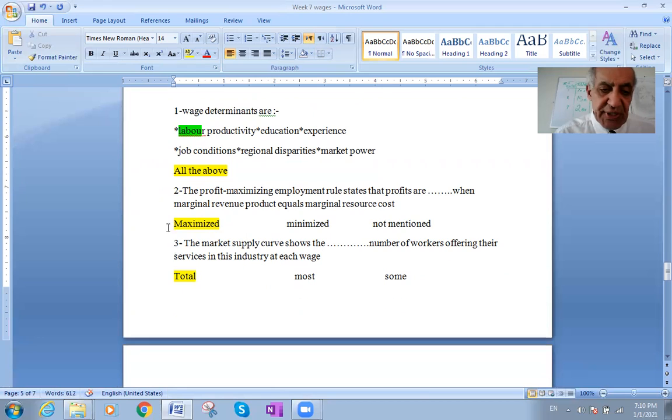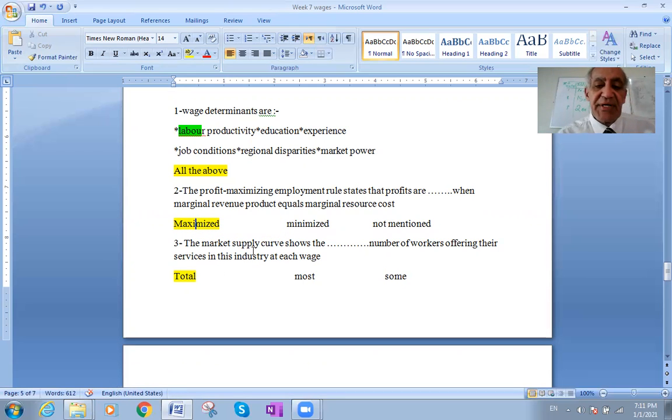The second question, number two, the profit maximizing employment rule states that profits are maximized when the marginal revenue and the marginal cost, we talked about this before. So the profit maximizing point of the resources is when the marginal revenue for the resources equals the marginal cost. So here we will put the word maximized.